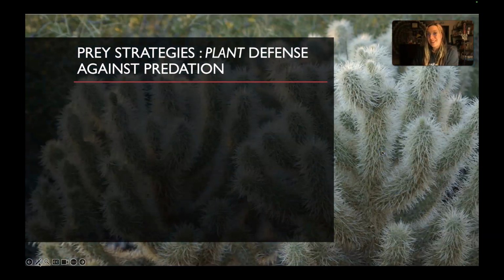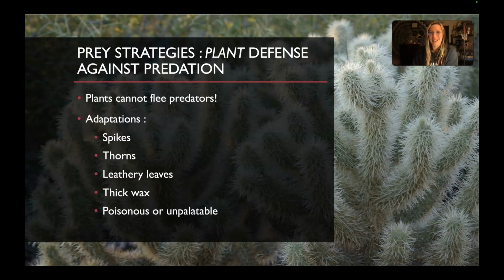Then also what we tend to forget about are our lovely plants here. So the plant defense against predation, they can't flee, right? They can't get out of the way. They can't grow legs and move. So some adaptations that plants have been able to employ are spikes or thorns or leathery leaves or a thicker wax or being poisonous or unpalatable.